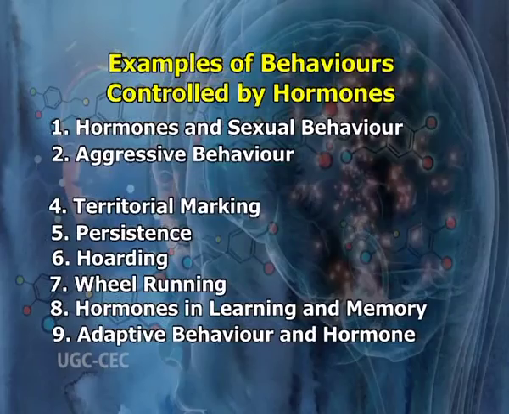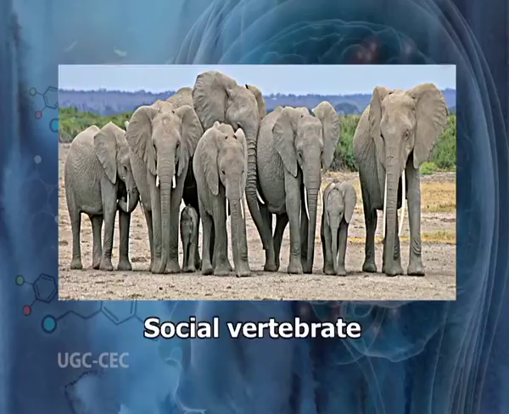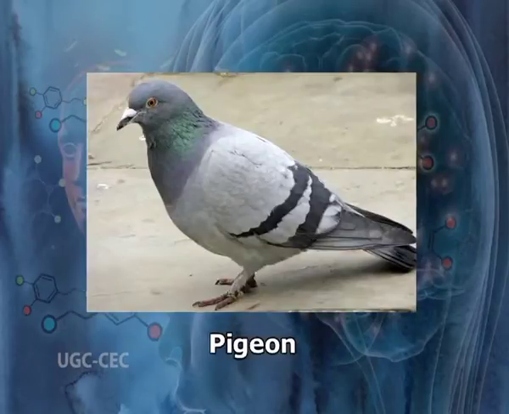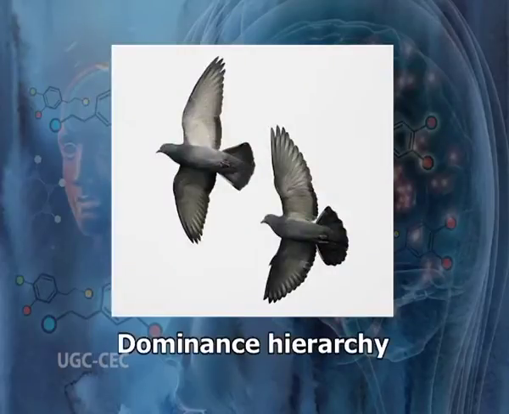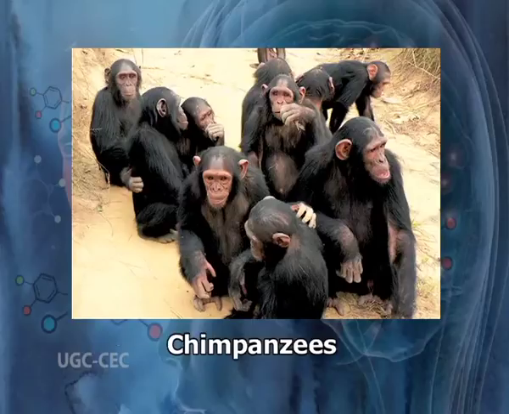Number 3, male dominance. In social vertebrates, male dominance is associated with the testosterone hormone. When a low ranking pigeon was treated with testosterone, it rose to a higher status in the dominance hierarchy. Similar results were obtained with chickens, mice and chimpanzees.